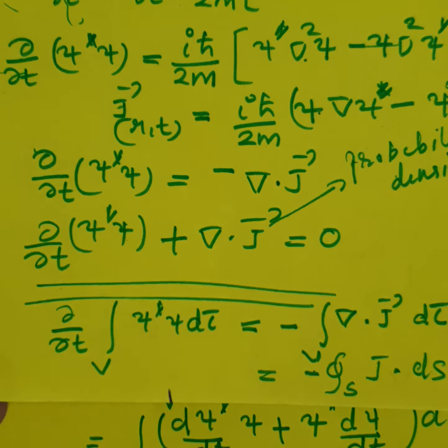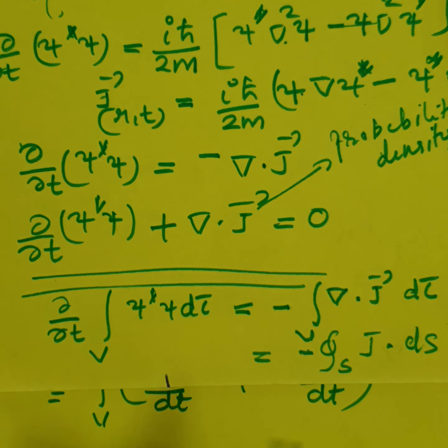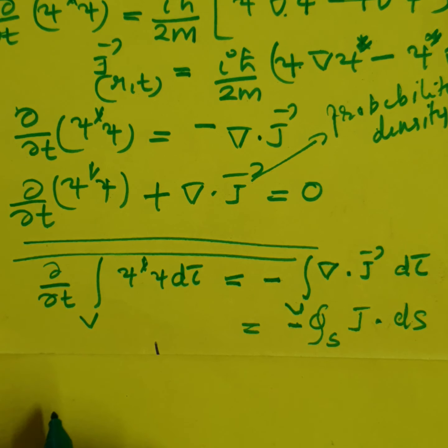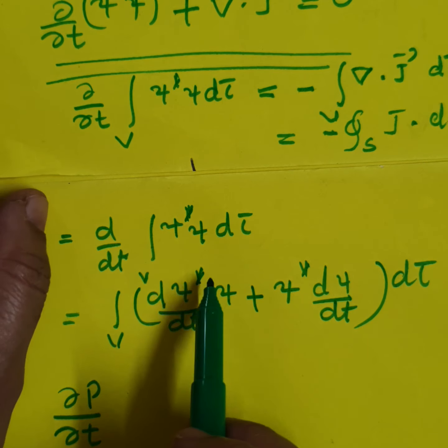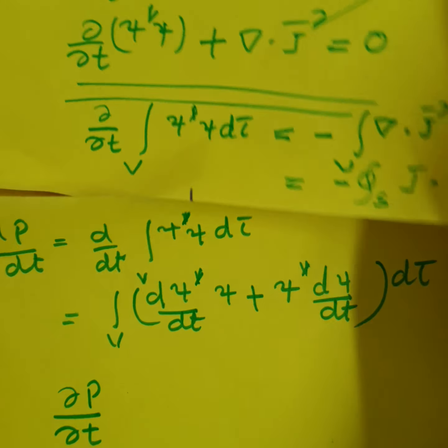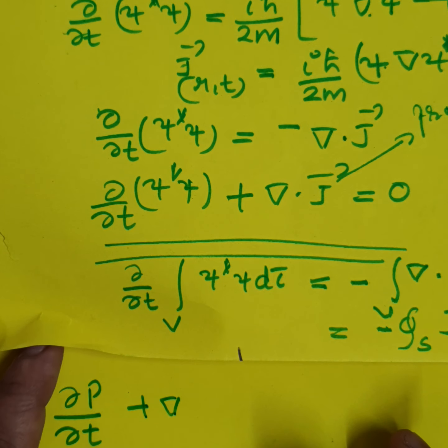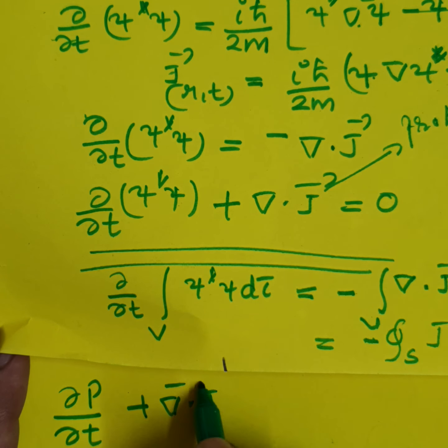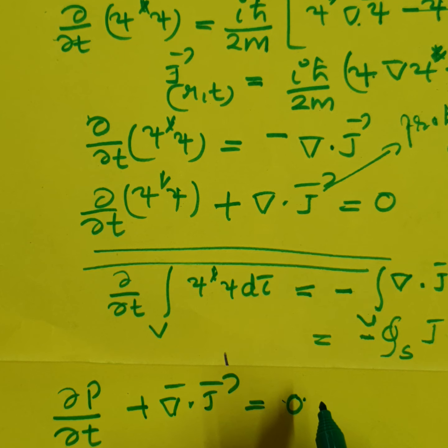So this volume integral can be written as dP/dt, where P is the probability. According to this equation, ∂P/∂t plus ∇ dot j is equal to 0. This is the equation of continuity.